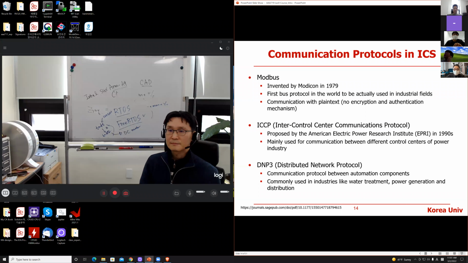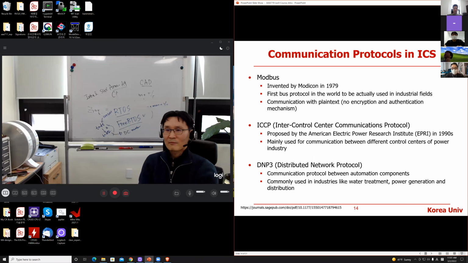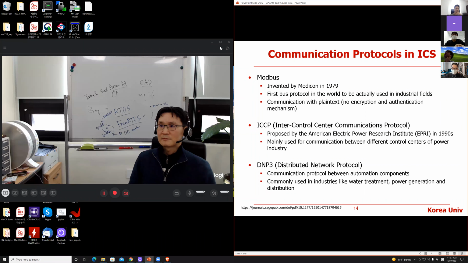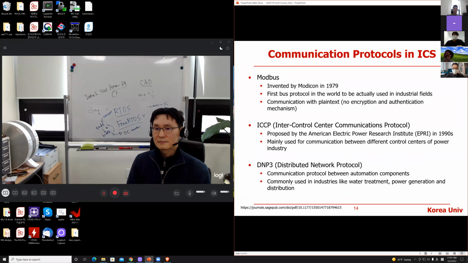And ICCP, Inter-Control Center Communications Protocol, was proposed by the American Electric Power Research Institute in 1999. It is mainly used for communication between different control centers in the power industry. And DNP3 is a communication protocol between automation components, commonly used in industries like water treatment, power generation, and distribution.